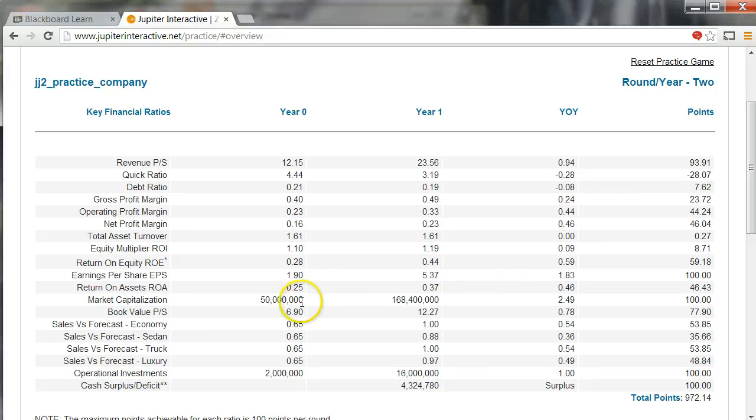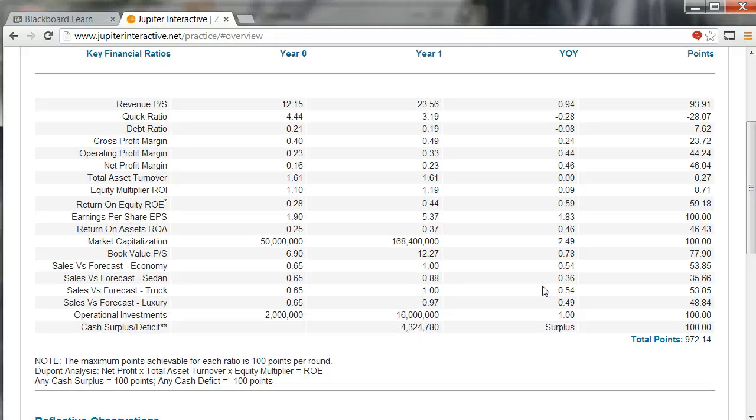Market capitalization, the total value of the company, has gone up 200%. Now, it went up 200%. Why did I only earn 100 points? The maximum points you can earn is 100. I'm not crazy about that either.